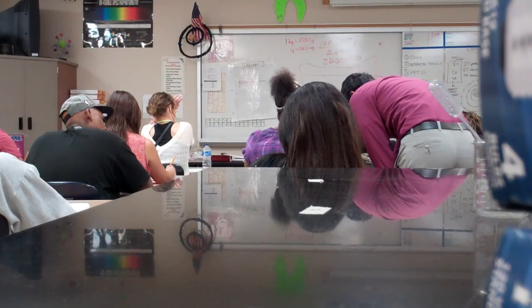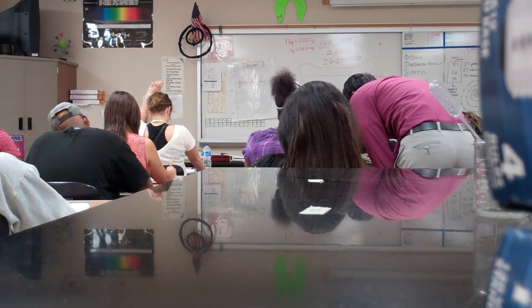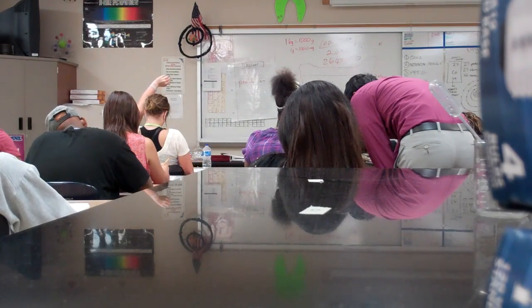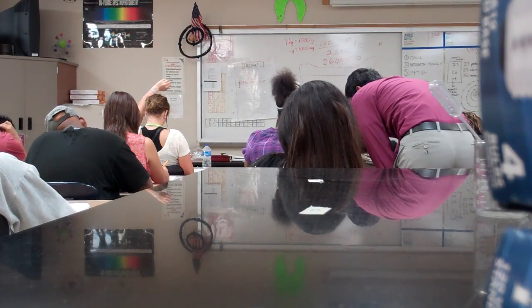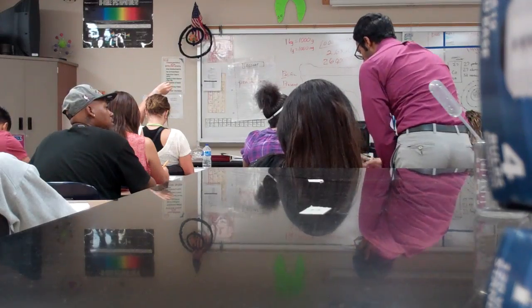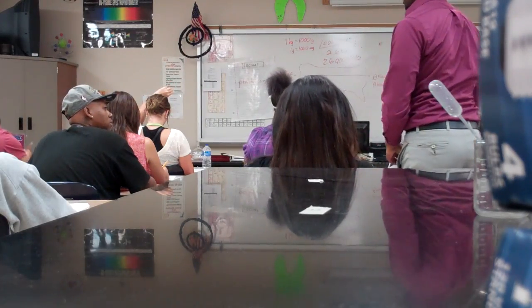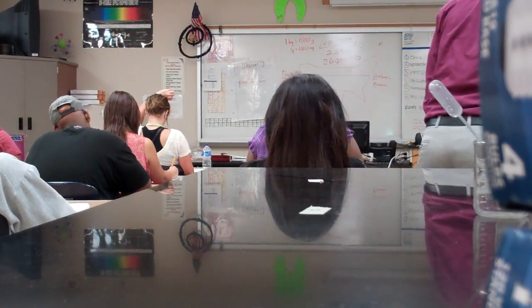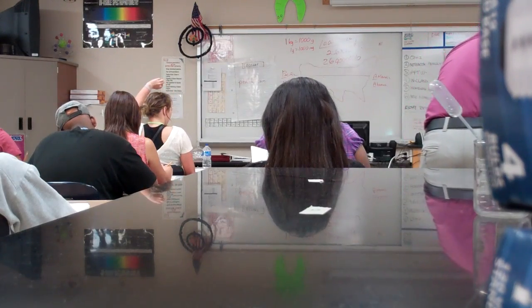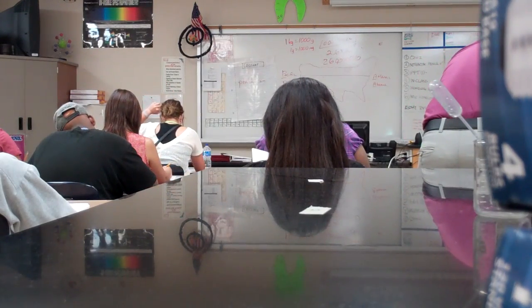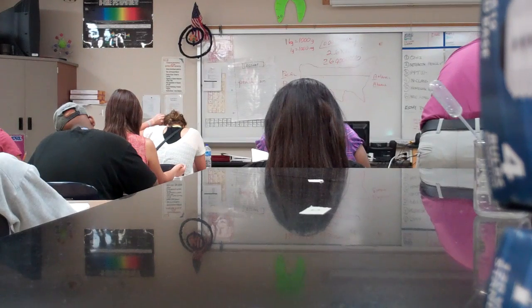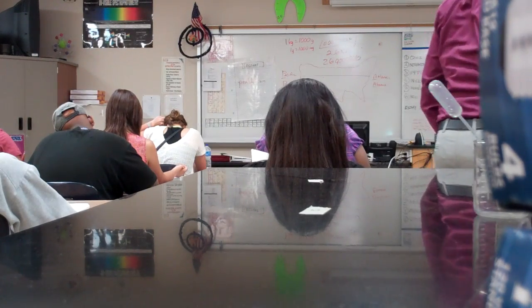Yeah, it's going to be negative. 1, 2, 3, 4, 5, 6, 7, 8 places. So it'll be 1.5 times 10 to the negative 8. Perfect, very good.